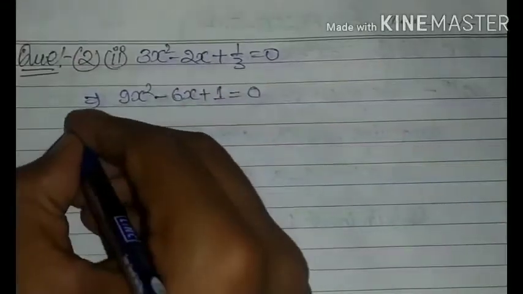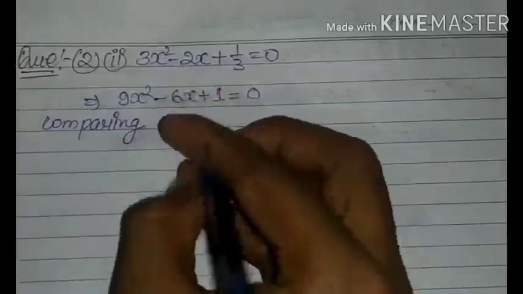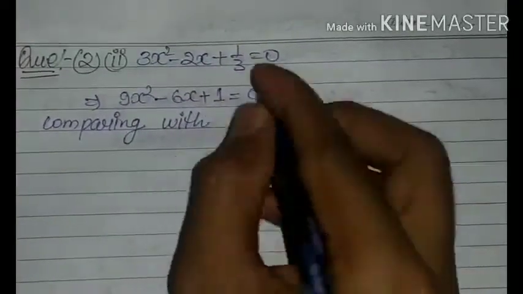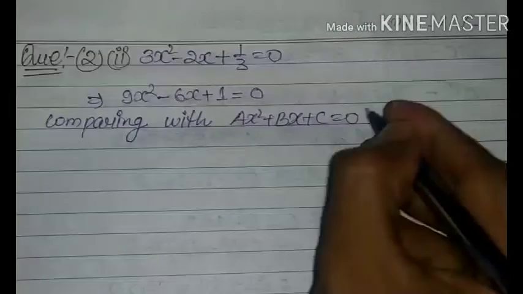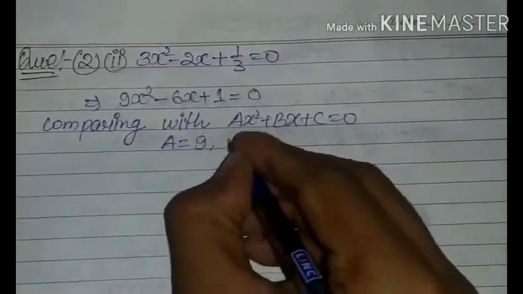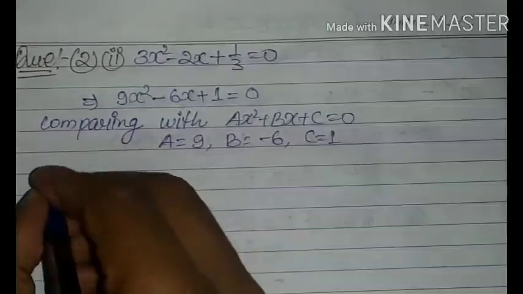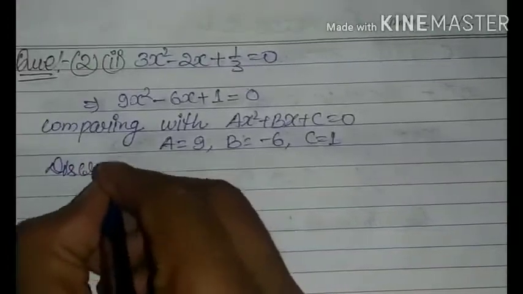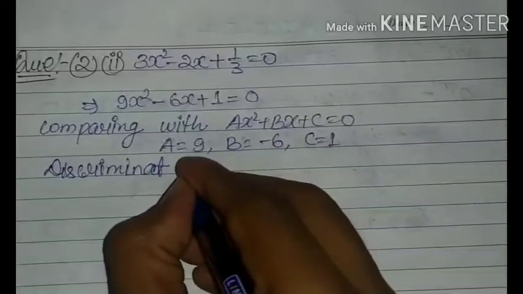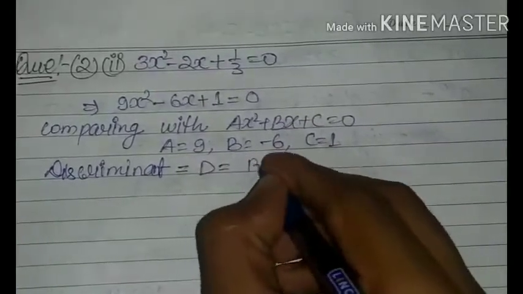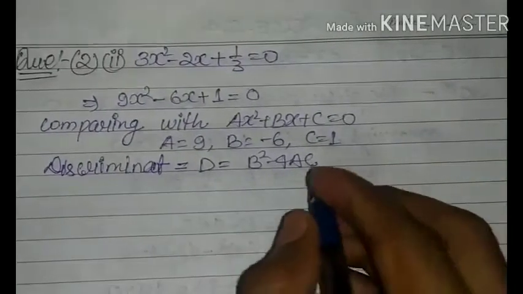Okay, and now comparing with ax² + bx + c = 0, we will get a = 9, b = -6, and c = 1 here. Then the discriminant, denoted by D, equals b² - 4ac.